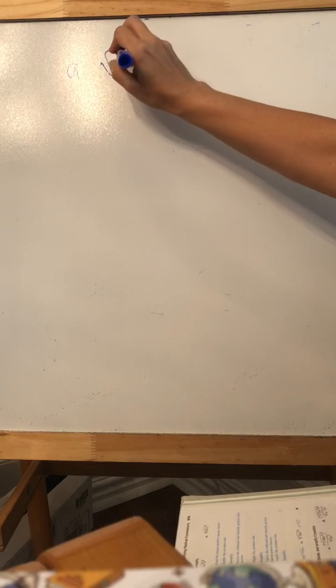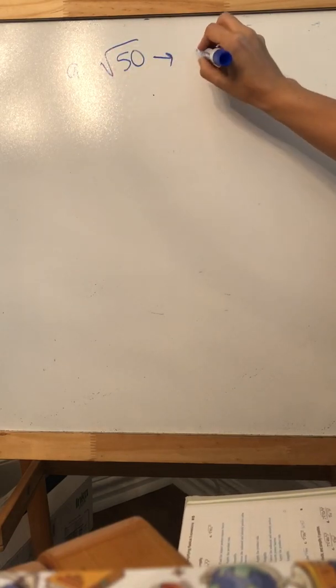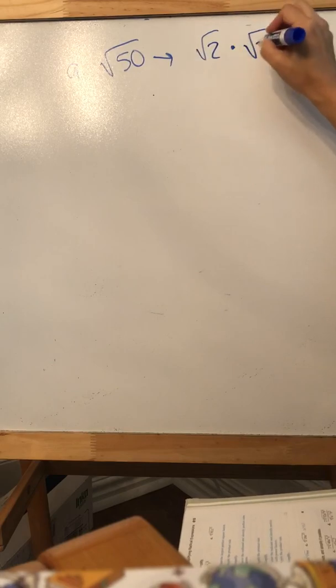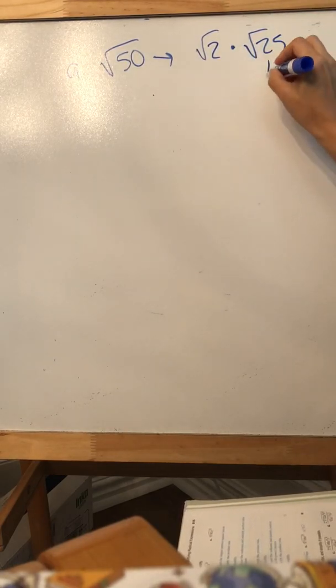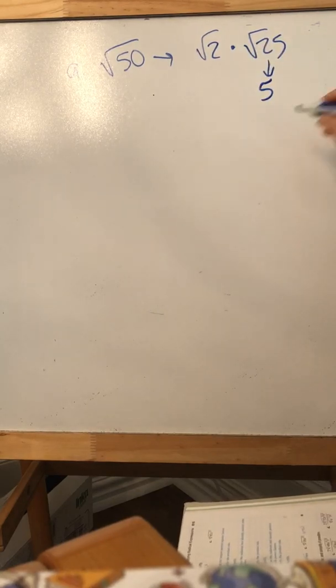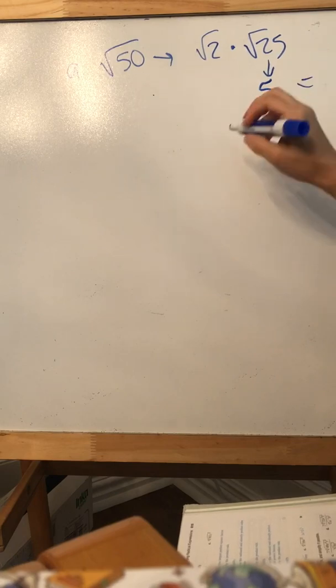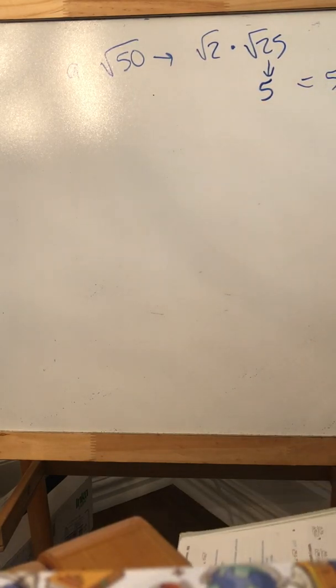All right, example 3. So now we're going to simplify square roots. For A, we have the square root of 50. So that can be simplified to the square root of 2 times the square root of 25. Well, we know the square root of 25 is 5. This one can't be simplified. So our answer then is 5 times the square root of 2.